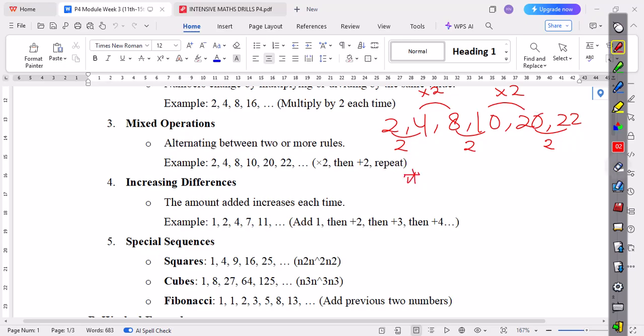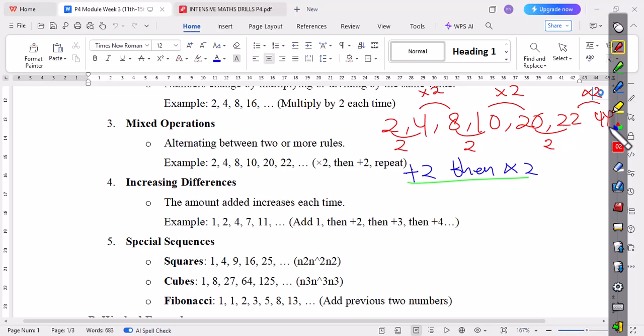The pattern is plus 2, then times 2. From this pattern, we can get that after 22, we will times it by 2. So we have 44.